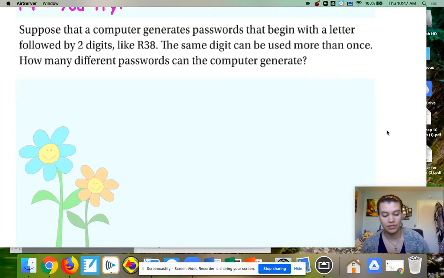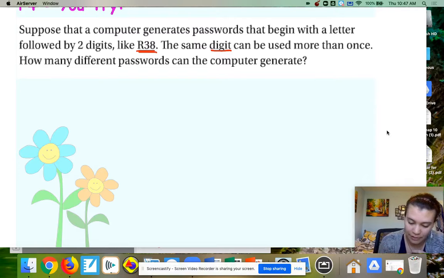All right, so a computer is generating passwords that begin with a letter and then 2 digits. So here's an example, like R and then 38, or like S and 1, 2. The same digit can be used more than once. So that's saying like you could have like P55. You can use the same number again. So how many different passwords?